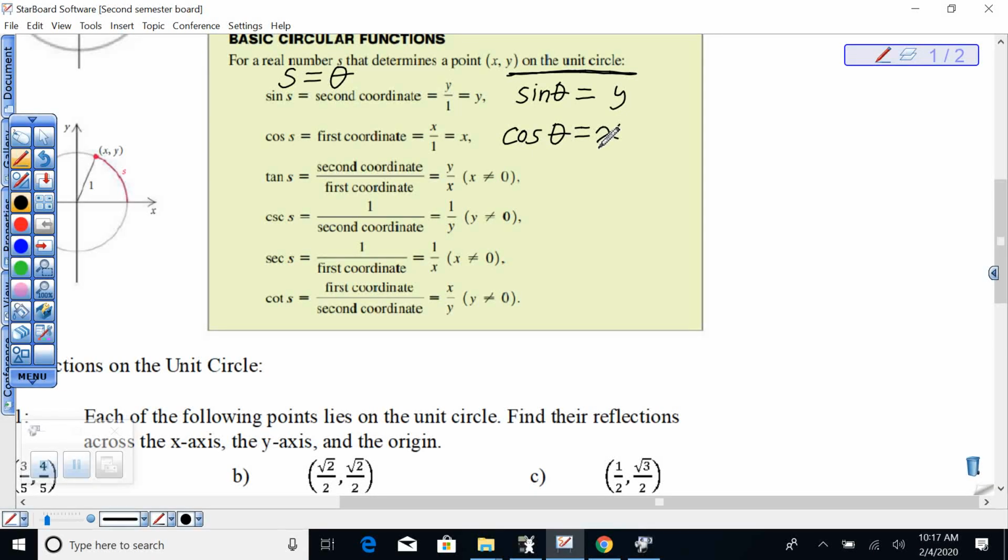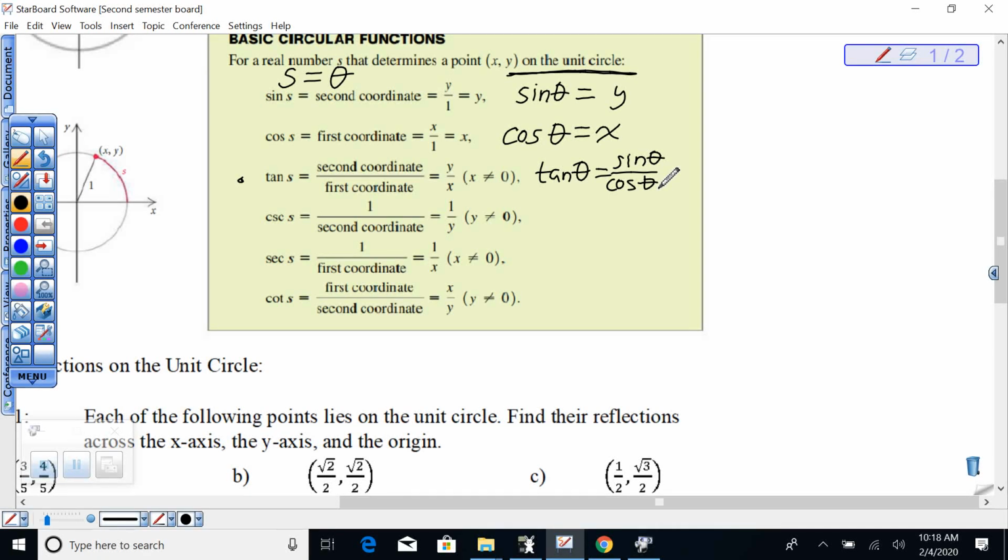On the unit circle, the rest of these functions I don't need anything else to find. If I know sine and cosine, if I know x and y, then I can find my trig function values for tangent, cotangent, secant, and cosecant. So here, tangent of s is the second coordinate over the first coordinate, or y over x. But I can decompose the tangent of theta into the sine of theta over the cosine of theta. And I really would like you to start thinking of tangent in that relationship, that ratio, sine over cosine.